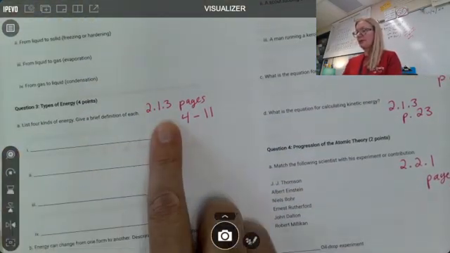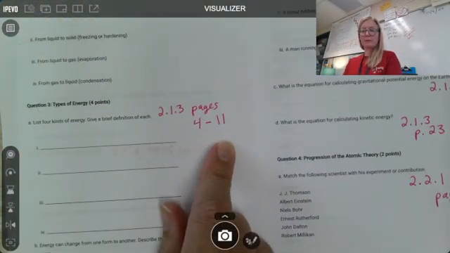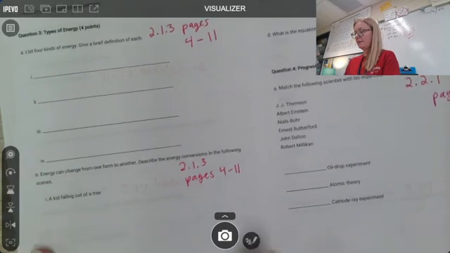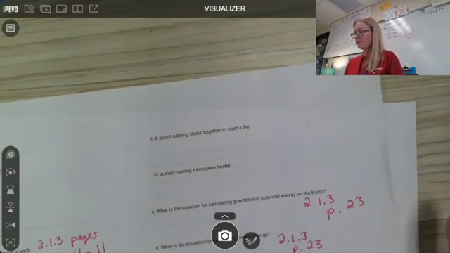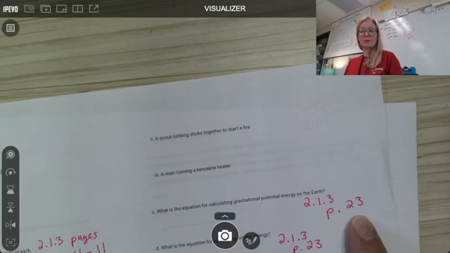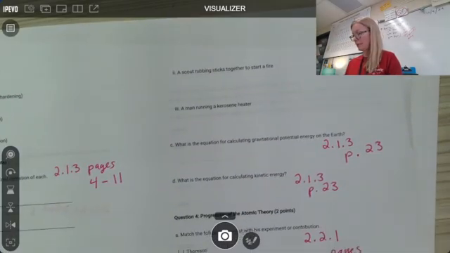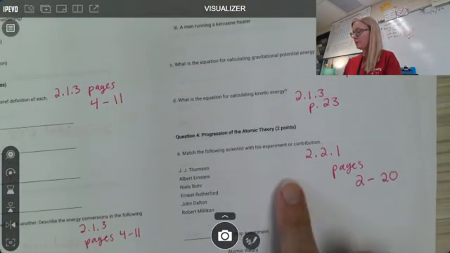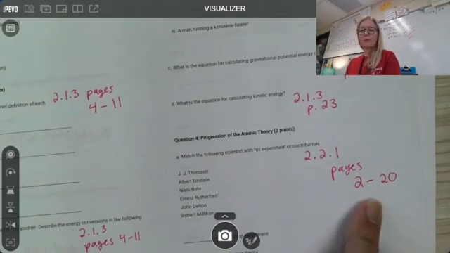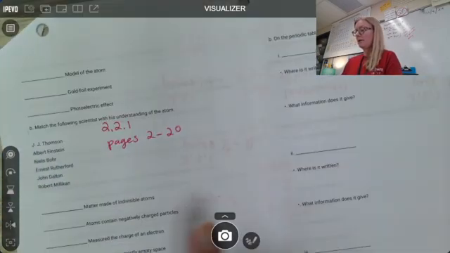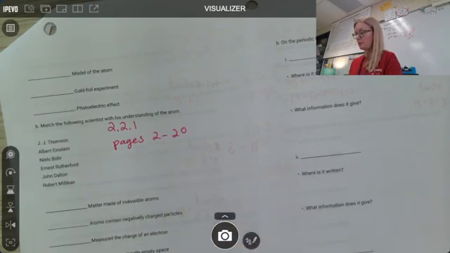For question 3A, look at 2.1.3, pages 4 to 11. For B, look at 2.1.3, pages 4 to 11, again. For C, look at 2.1.3, page 23, and the same thing for part D. And then question 4 spans a lot of different pages. 2.2.1, pages 2 to 20. And for B, 2.2.1, pages 2 to 20.